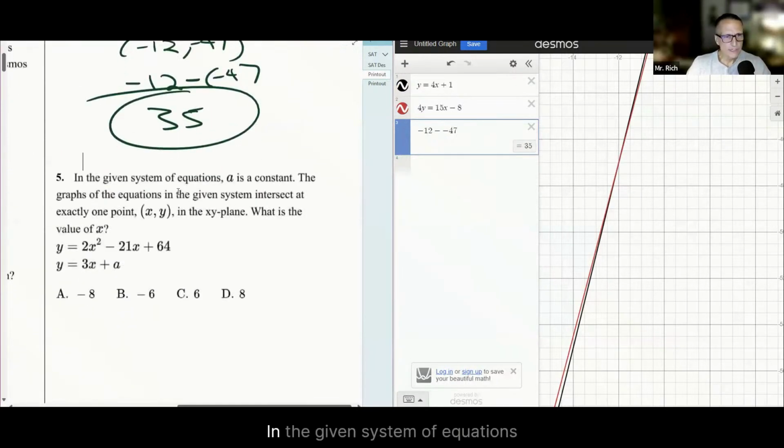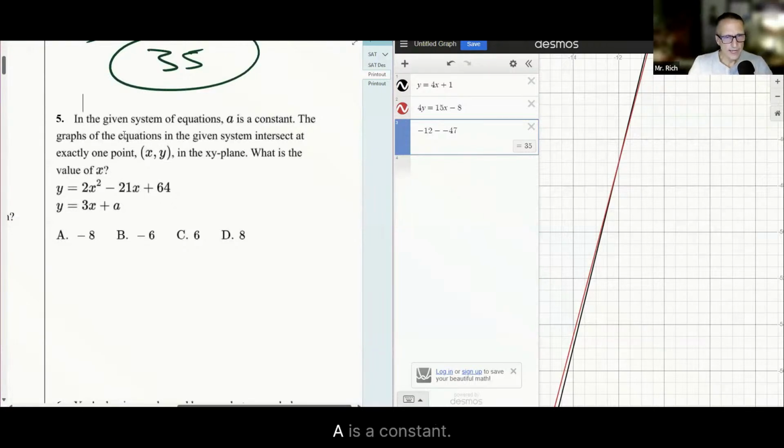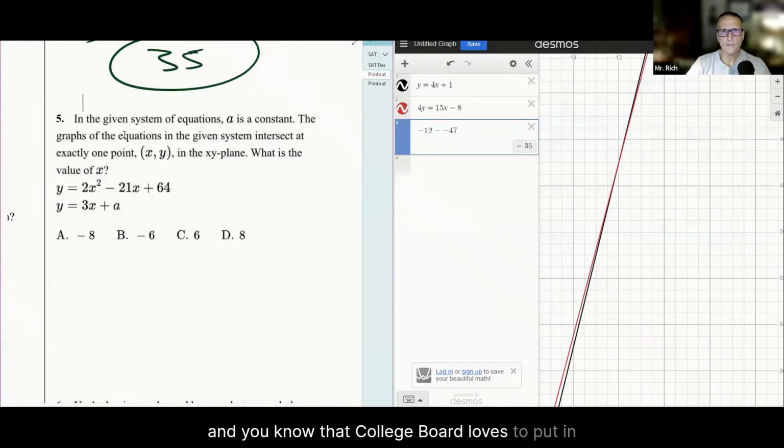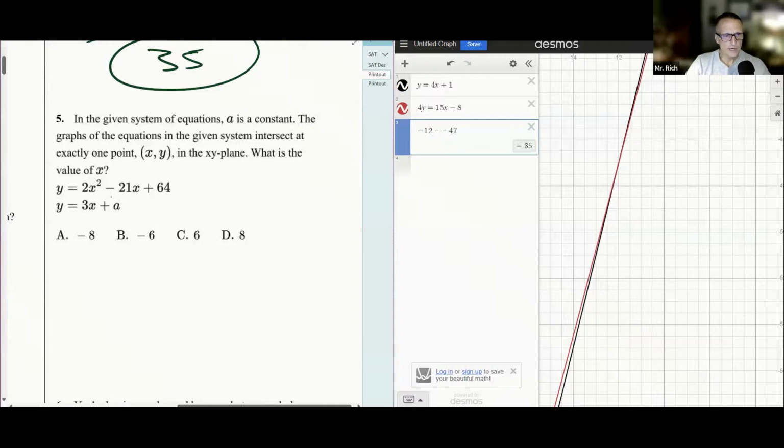All right, very good. Let's keep going. In the given system of equations, A is a constant. Now, I think the couple of students that are here, you are in AP Math, and you know that College Board loves to put in missing coefficients. And it's no different on the SAT than it is in AP Pre-Calc or AP Calc. Here we have a system, and A is a hidden constant. It says the graphs of the equations intersect at exactly 1 point in the XY plane. What is the value of X?